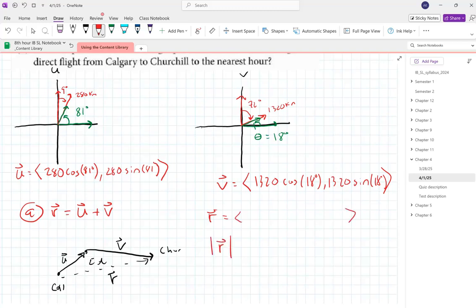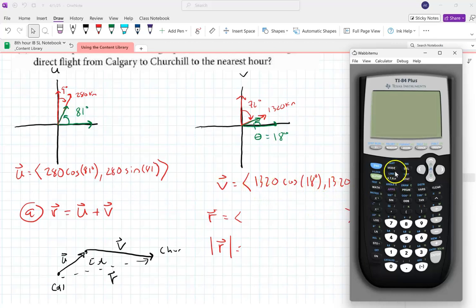So then to find the magnitude of R, which is going to correspond to its length, I'm just going to take the square root of the components squared. So let's do that. For my first component, I'm going to get the x component from U plus the x component from V, and then we'll do the same thing with the y components.